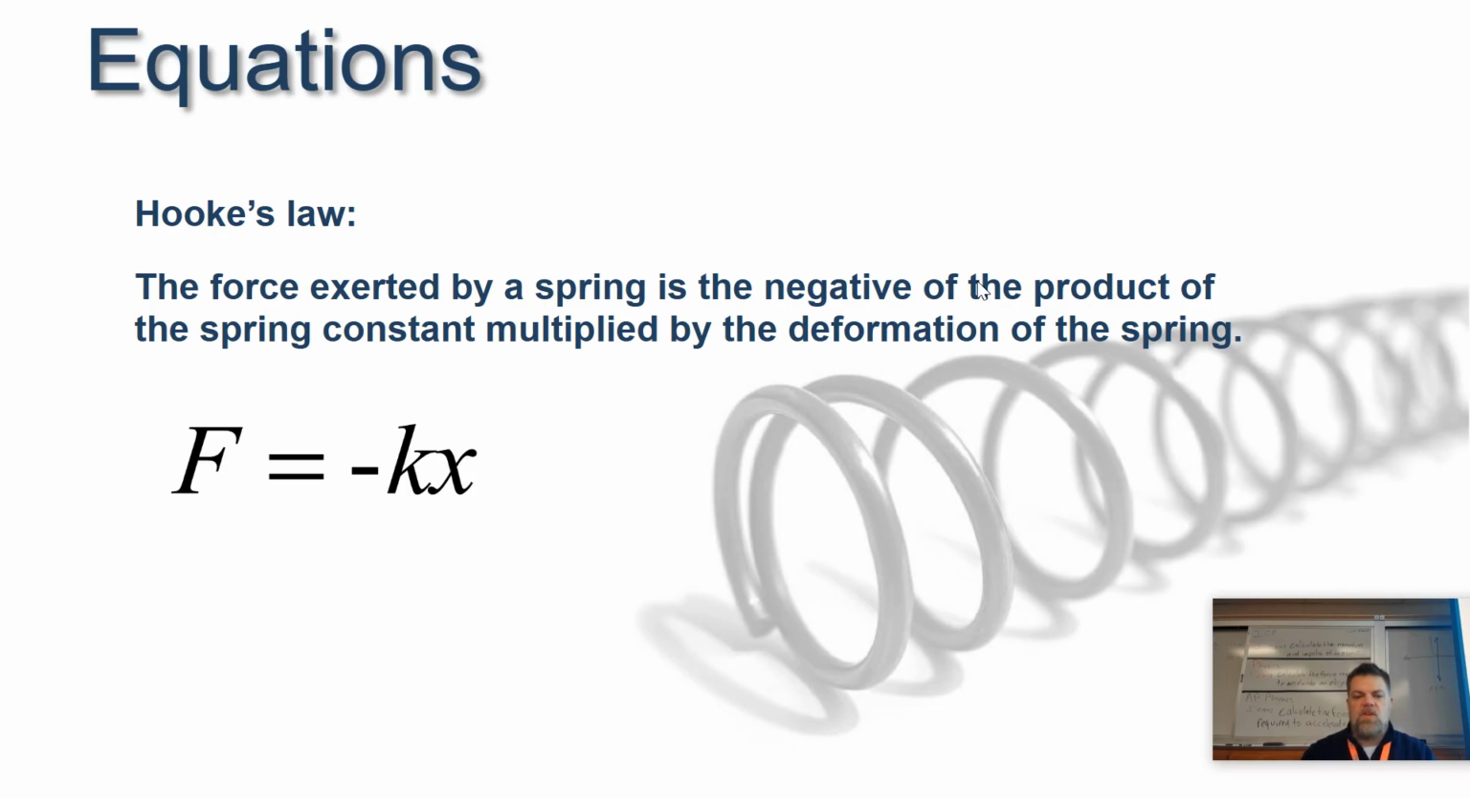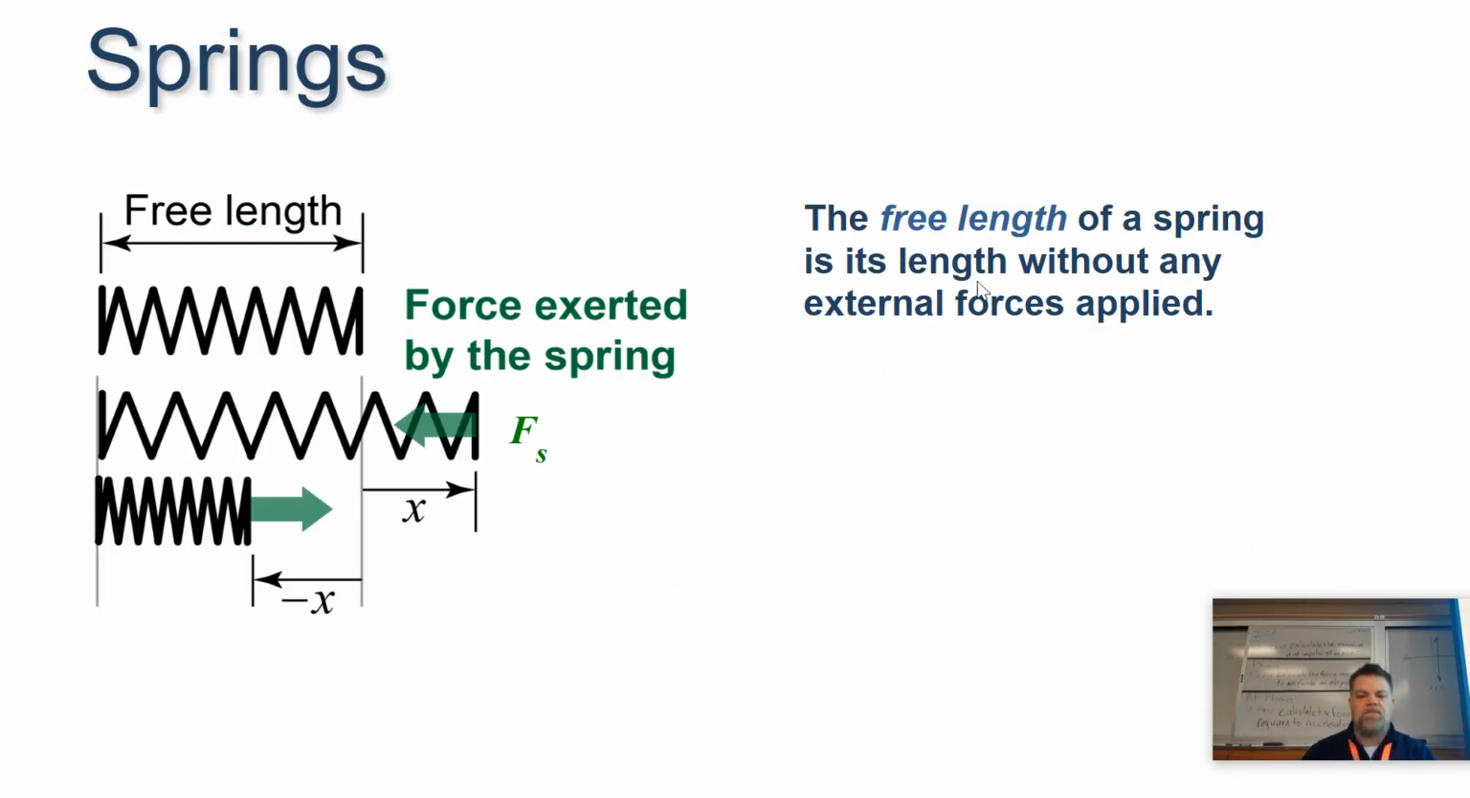Okay. So the force is equal to the negative of the spring's constant, and every spring will have its own constant, times the distance that we change the length of the spring. So it's the change in the length of the spring. We don't need to know how long the spring is. We don't need to know how short the spring is. We just need to know the change in the length of the spring, because that's how we measure it. So free length is what this spring is like when you're not messing with it.